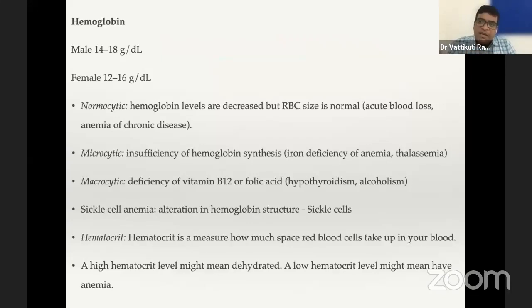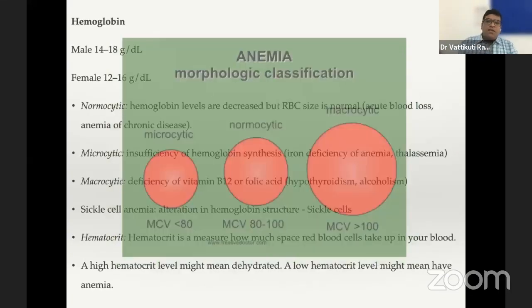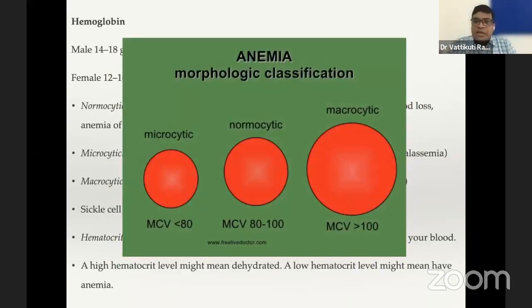On the other side, if the patient is grossly dehydrated, it can lead to high hematocrit because of the relatively lower fluid component compared to the cellular component. So this is the morphological classification of anemia I was talking about. The normocytic, where the MCV is between 80 to 100, microcytic, where the MCV is less than 80, and the macrocytic anemia, where the MCV goes more than 100.